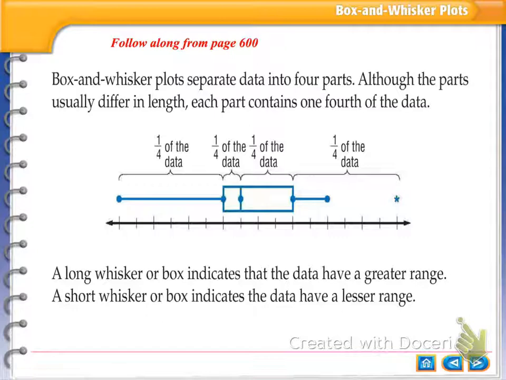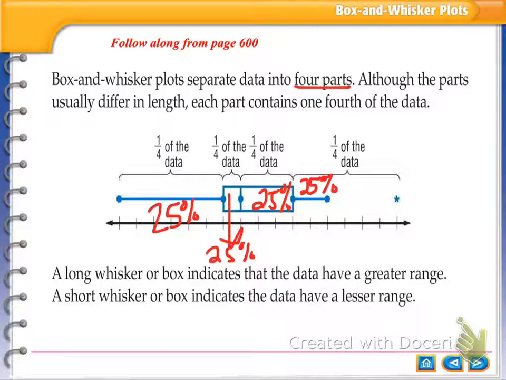Alright, box and whisker plots separate data into 4 parts. Important that you know that. Although the parts usually differ in length, each part contains 1/4 of the data. So each part of the box and whisker plot consists of 25% of the data. So the first whisker is 25%. The first box is 25%. The second box is 25%. And the second whisker is 25%.